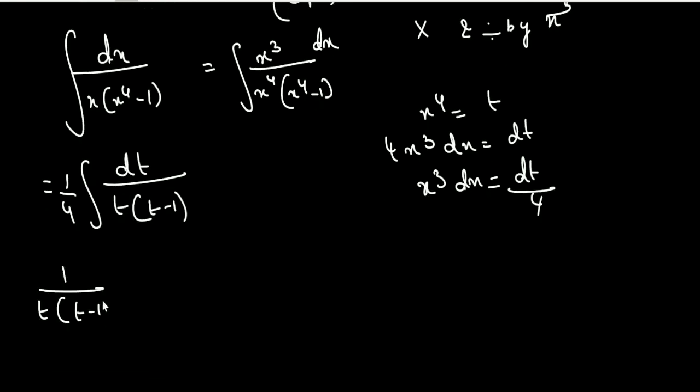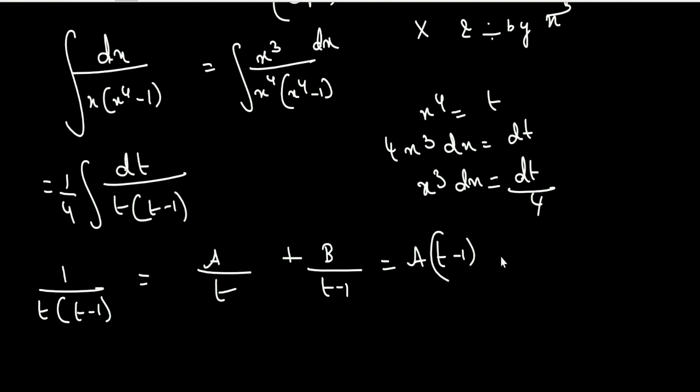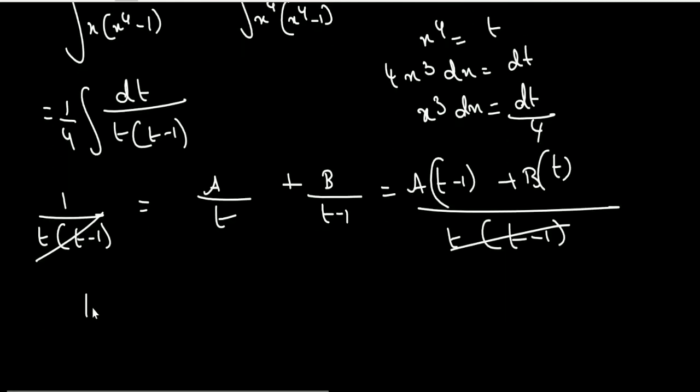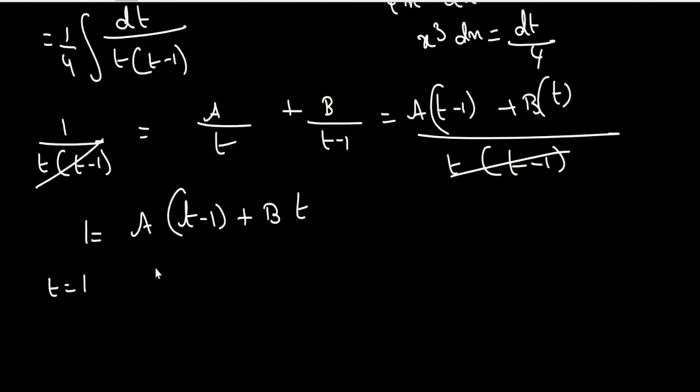Take it as, so 1 by t into t minus 1 can be written as a by t plus b by t minus 1. That is equal to a into t minus 1 plus b into t by t into t minus 1. So 1 is equal to a into t minus 1 plus b into t, with the numerator. If you put t as 1, you get b as 1. If you put t as 0, you will get a as minus 1.